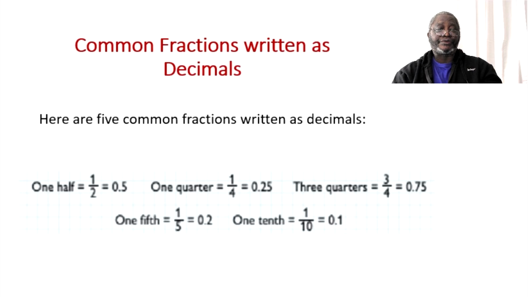Common fractions. Here are 5 common fractions written as decimals. 1/2 is equal to 0.5. 1/4 is equal to 0.25. 3/4 is equal to 0.75. 1/5 is equal to 0.2. And 1/10 is equal to 0.1. Take your calculator and try to do the division. Divide 1 by 2, 1 by 4, and so on, and see whether we are right.